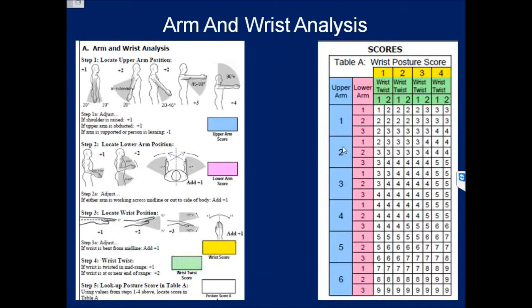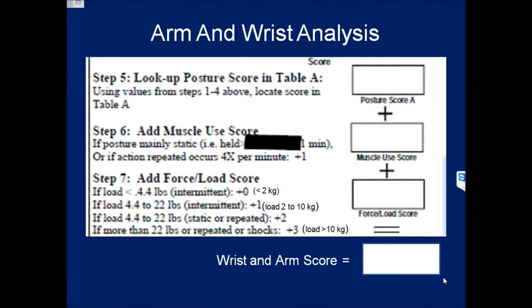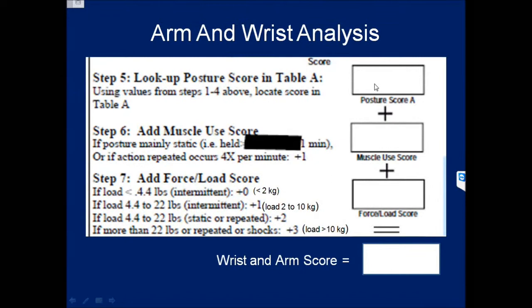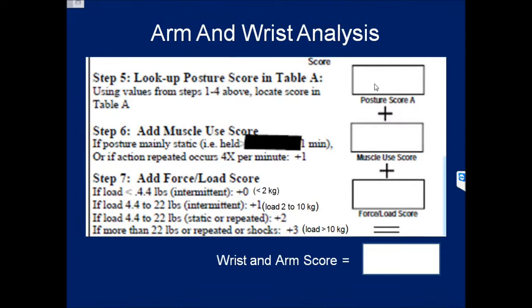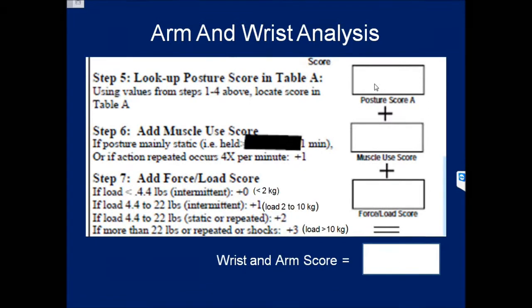And then you have to look at your muscle use. If your posture is static, so it's held more than a minute, or if your action occurs 4 times per minute or more, you add 1 point. And then if your load is in these ranges, it depends on what you add, then a force load score, and then you come up with the final score that you will use in table C.